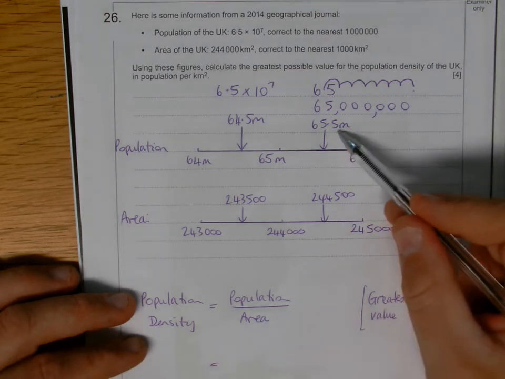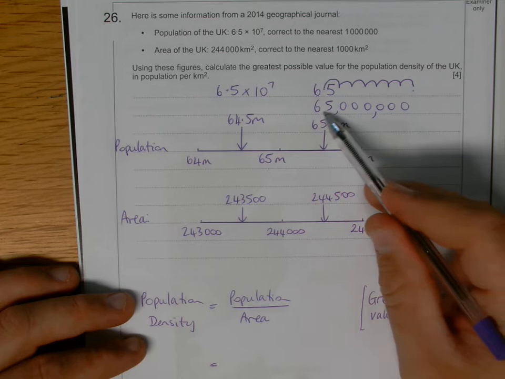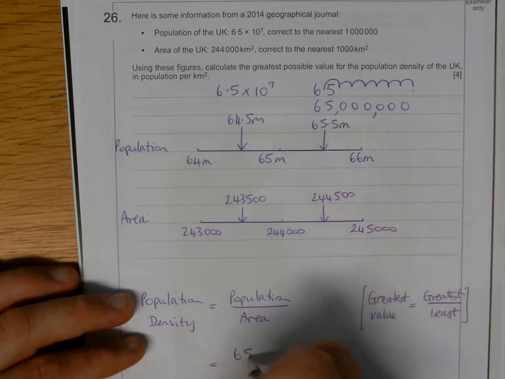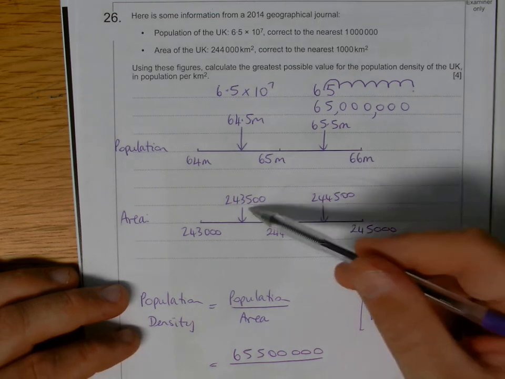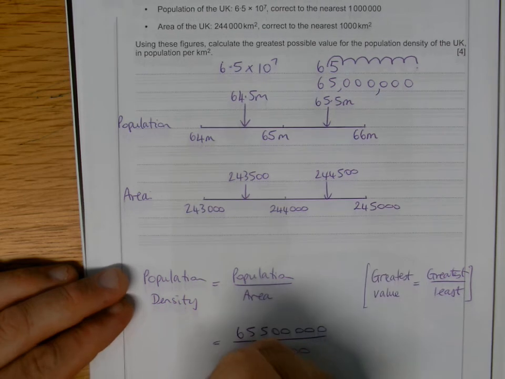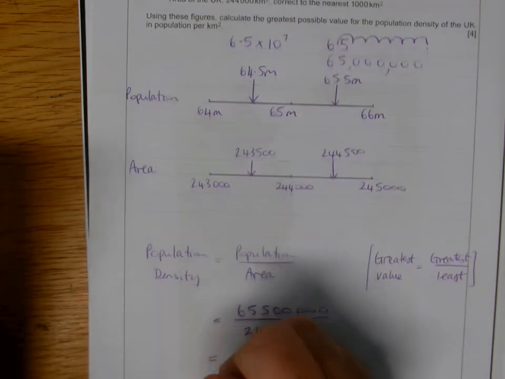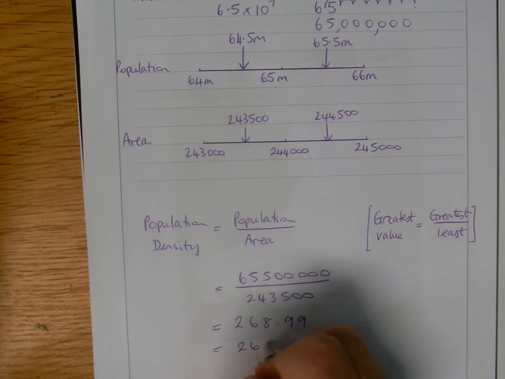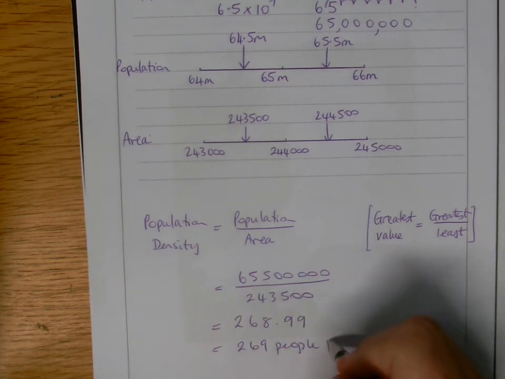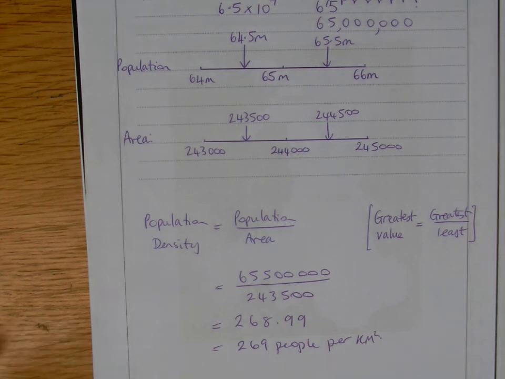So the greatest population is there, which is 65 million, or 65.5 million. So if you look at this here, this is 65 million. So 65.5 million will be 65,500,000. So we have 65,500,000, divided by the area, which would be the least area I want, which is this one here, 243,500. So if I work that out, I get 268.99. So if I round that, I could basically say 269 people per kilometer squared. So that's how many people are per kilometer squared in the UK according to this.